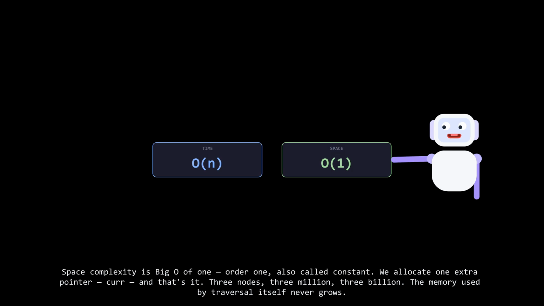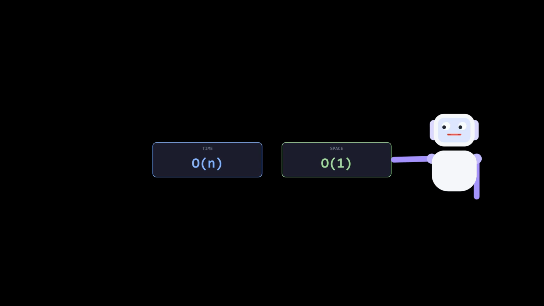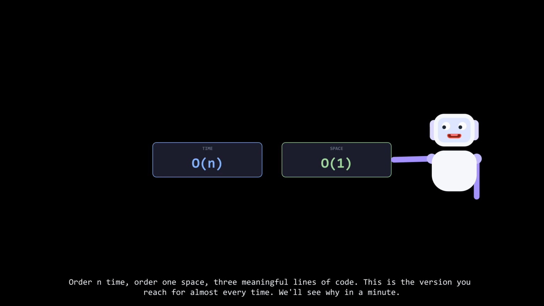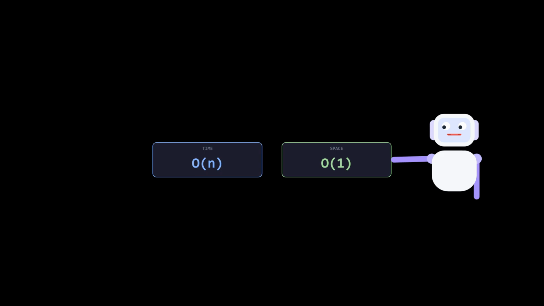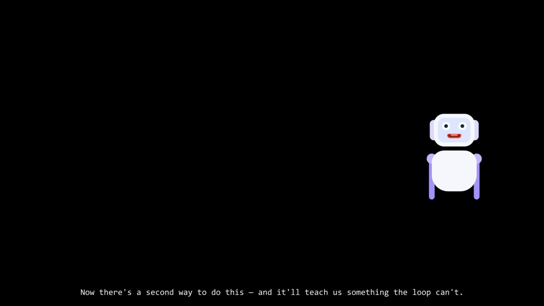Space complexity is big O of 1, order 1, also called constant. We allocate 1 extra pointer, cur, and that is it. 3 nodes, 3 million, 3 billion. The memory used by traversal itself never grows. Order n time, order 1 space, 3 meaningful lines of code. This is the version you reach for almost every time. We will see why in a minute. Now there is a second way to do this, and it will teach us something the loop cannot.